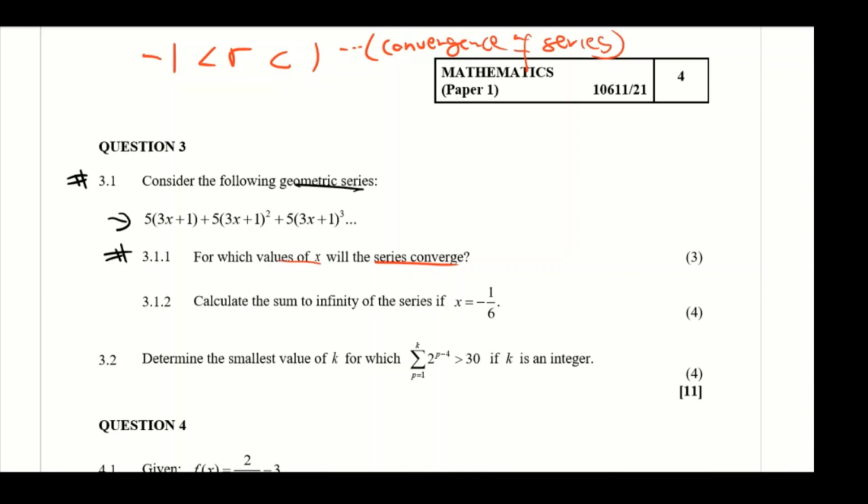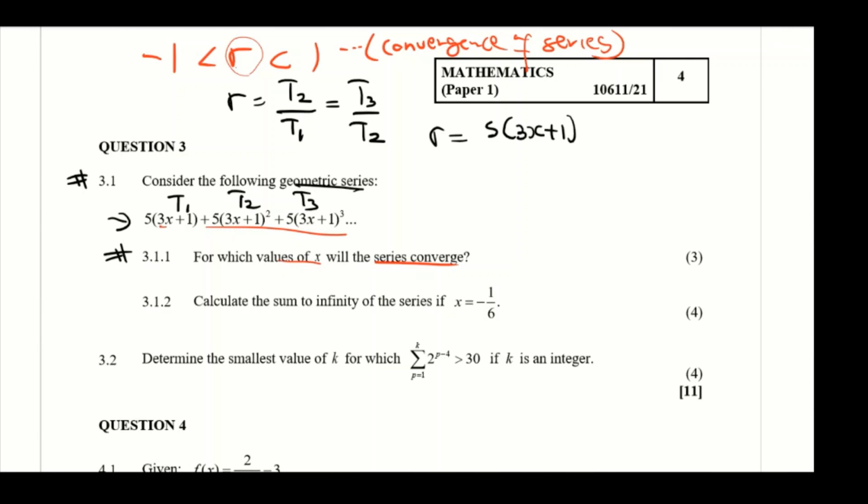So for us to prove this convergence, we must find r in this geometric series. To find r, we know r equals term number 2 divided by term number 1, which is equal to term number 3 divided by term number 2. So this is term number 1, this is term number 2, this is term number 3, right? So r is equal to our term number 2, which is 5 into (3x plus 1) all squared, over our term number 1, which is 5 into (3x plus 1). The ratios must be equal for us to confirm that that is actually the ratio we're looking for. So here it's to the power 3 over 5 into (3x plus 1) to the power 2.